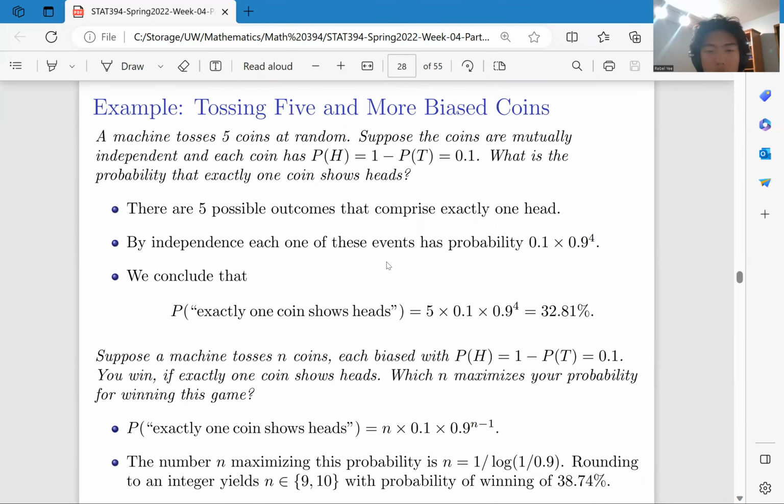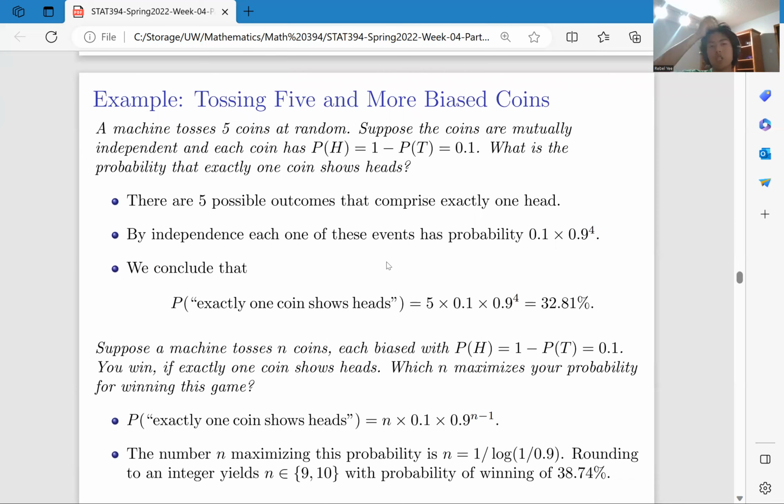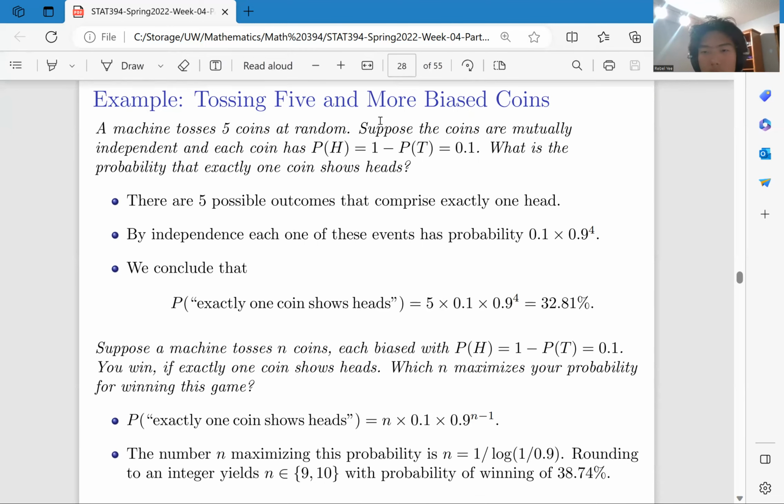And let's see one more example. A machine tosses 5 coins at random, and the coins are mutually independent, and each coin has p head equal to 0.1 and p tail equal to 1 minus p, which is 0.9. So the probability that a coin gives us a head is 0.1 and gives us a tail is 0.9. What's the probability that exactly one coin shows heads?